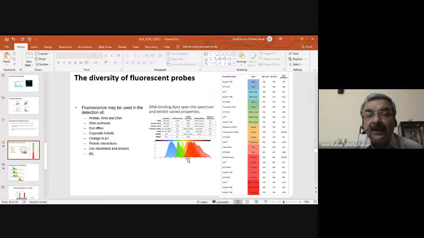And even when you look at fluorescent dyes which bind to DNA, we find a lot of diversity. Just to bind to DNA, there are some dyes which emit blue light, some green, and even some red light. So there is a diversity there. These dyes also have chemical specificity. Some dyes bind to AT rich regions, some bind to GC rich regions of the DNA.